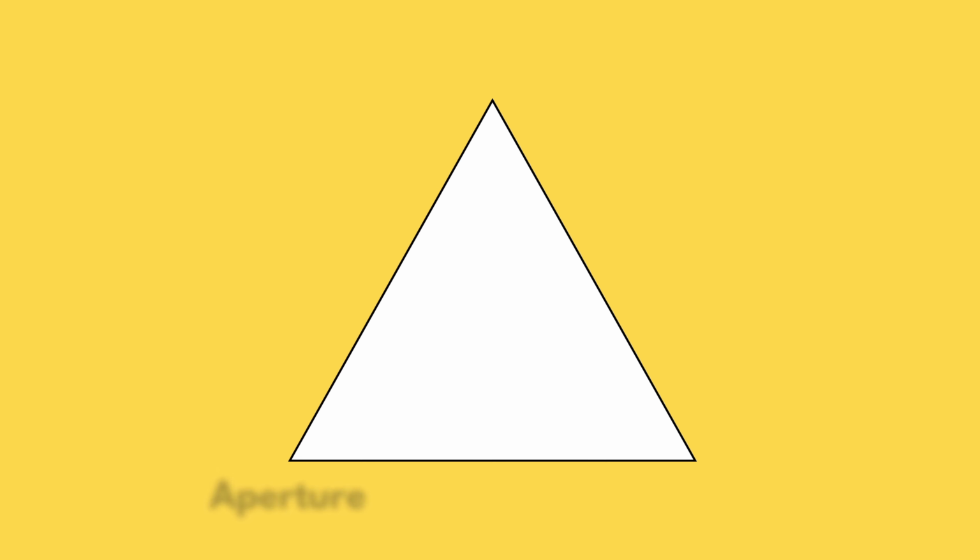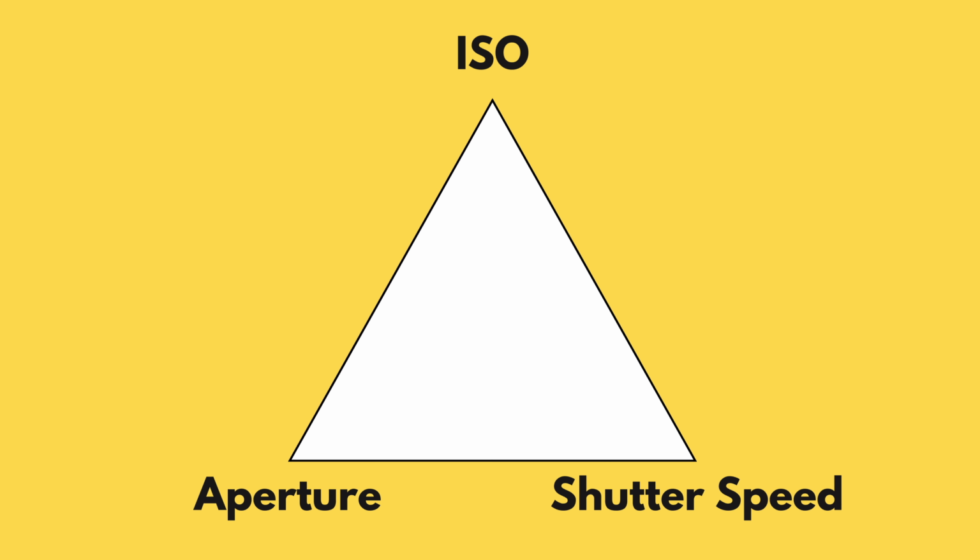Now, if you look at this triangle, it has three corners: aperture, ISO, and shutter speed. And the middle part of this triangle represents the perfect exposure, or the perfect amount of light that reaches the camera sensor. Now, if you change any of these three settings, you will have to adjust the other two in order to go back to maintaining that perfect exposure.